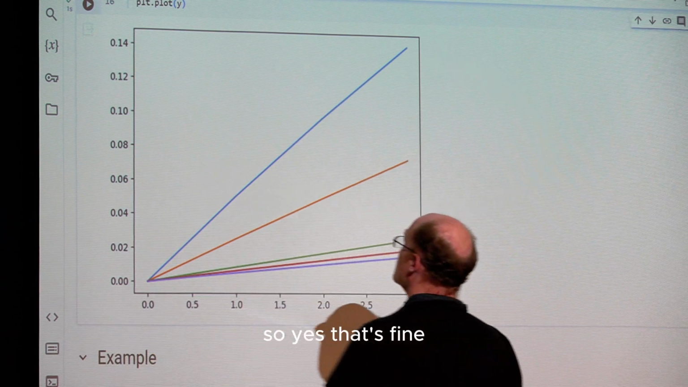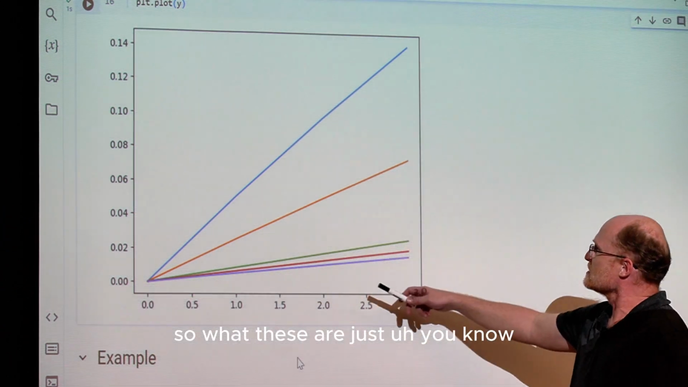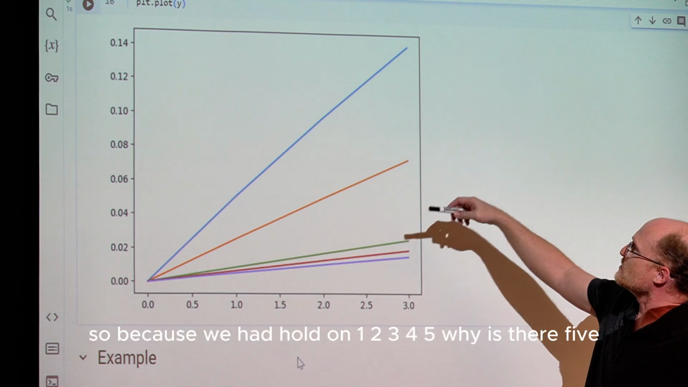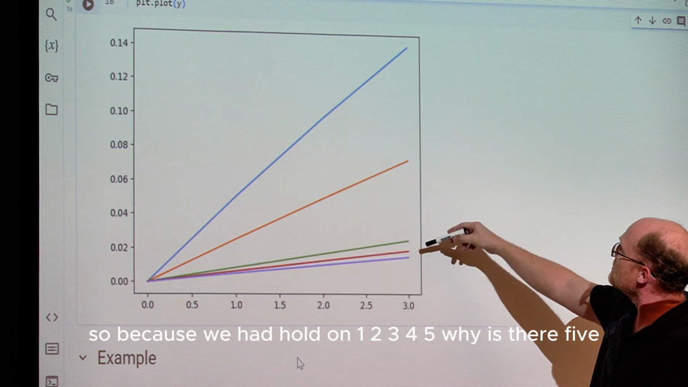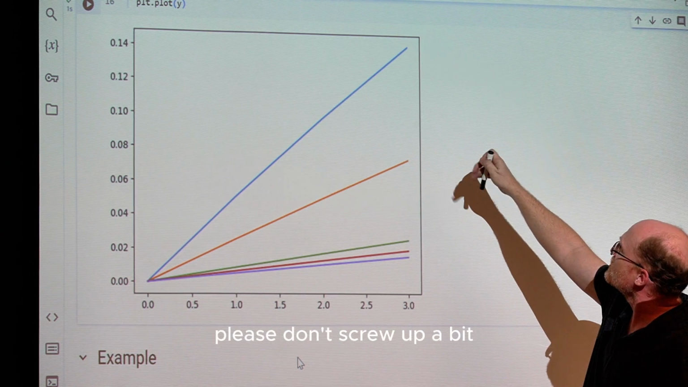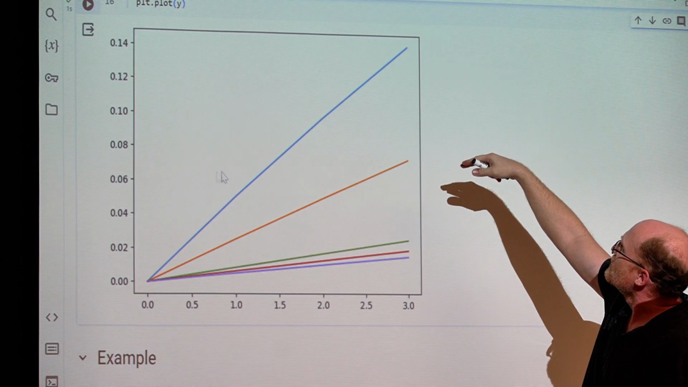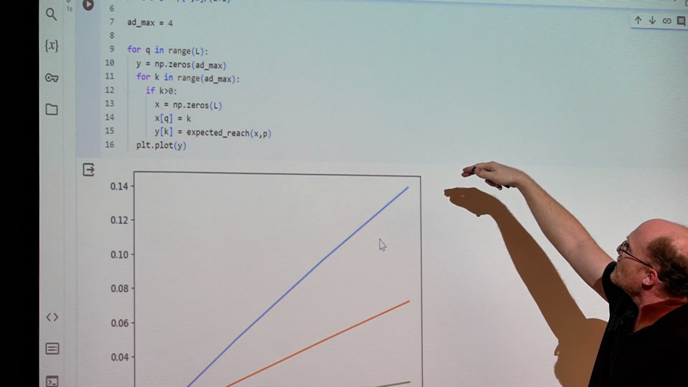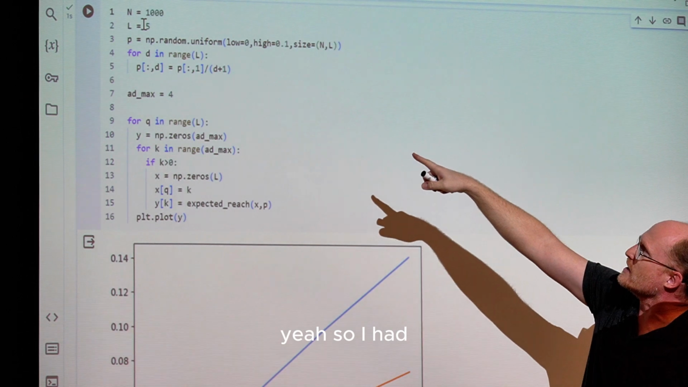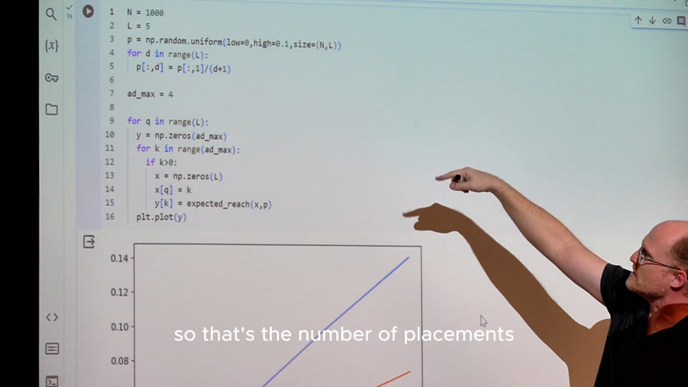So, hold on, 1, 2, 3, 4, 5. Why is there 5? Can you scroll up a bit? Sure. Oh, so I had L equals 5, right? So that's the number of placements.